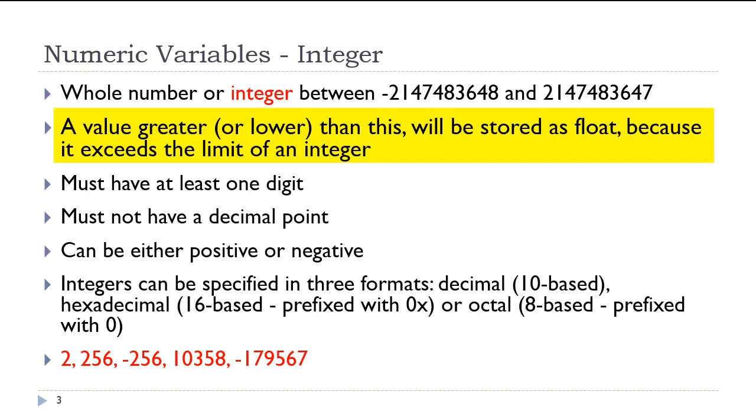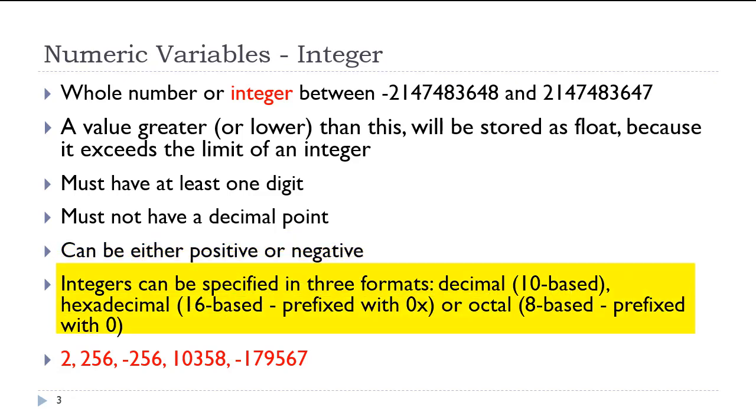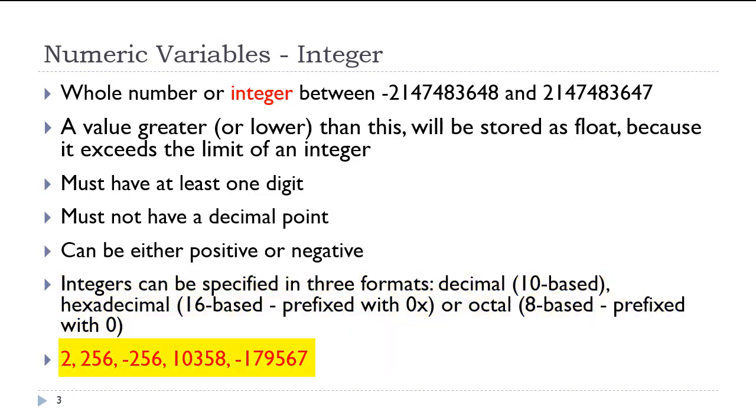An integer or whole number must have at least one digit, may not have a decimal point, and can be either positive or negative, and you can use other formats such as hexadecimal. And here we see some examples of valid numeric integer variable types.